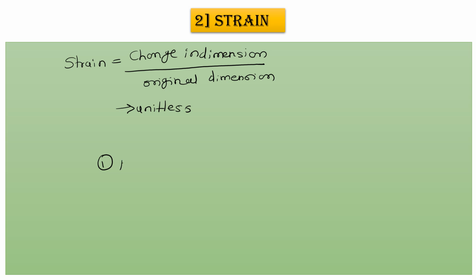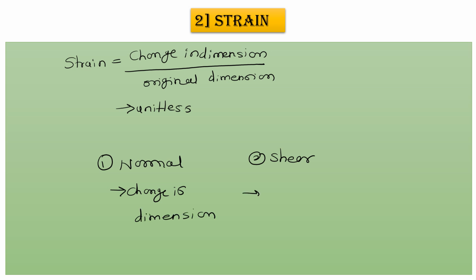Strain is also of two types. First is normal strain and second is shear strain. In normal strain, a change in dimension is possible, and in shear strain, a change in shape is possible. So this is the simplest explanation for strain, and in the case of strain, most of the time they ask for the formula, and sometimes they ask about the unit of strain.